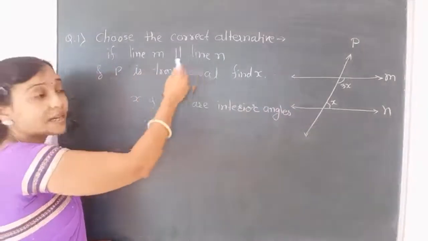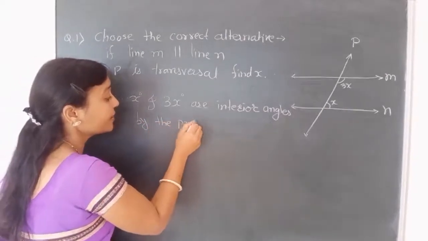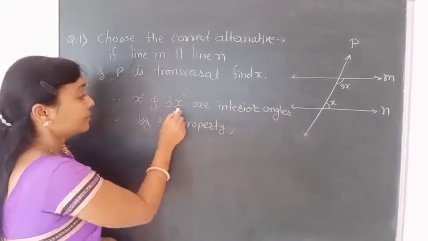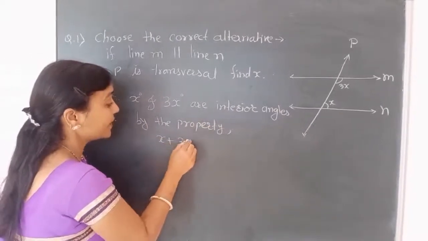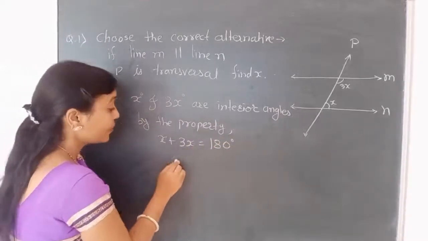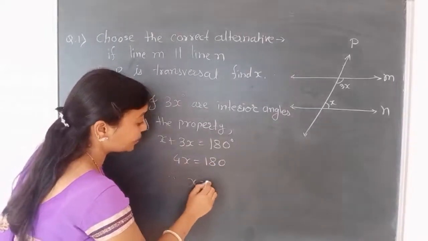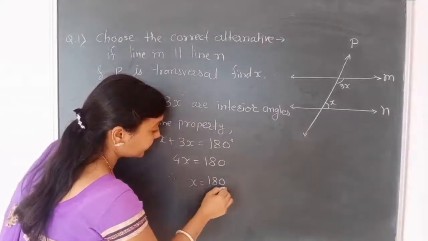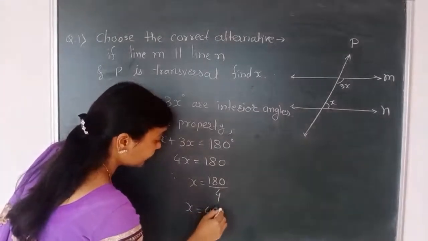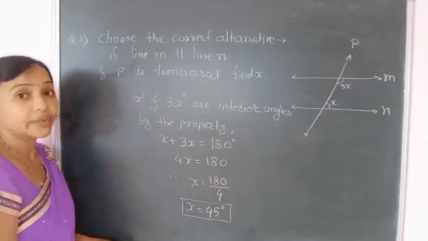And if these are the parallel lines, therefore by the property of interior angles, we can say the sum of interior angles is 180 degrees. Therefore 3x plus x, 4x, equal to 180 degrees, and therefore x equals 180 divided by 4. x equals 45 degrees. So find x. This is the value of x.